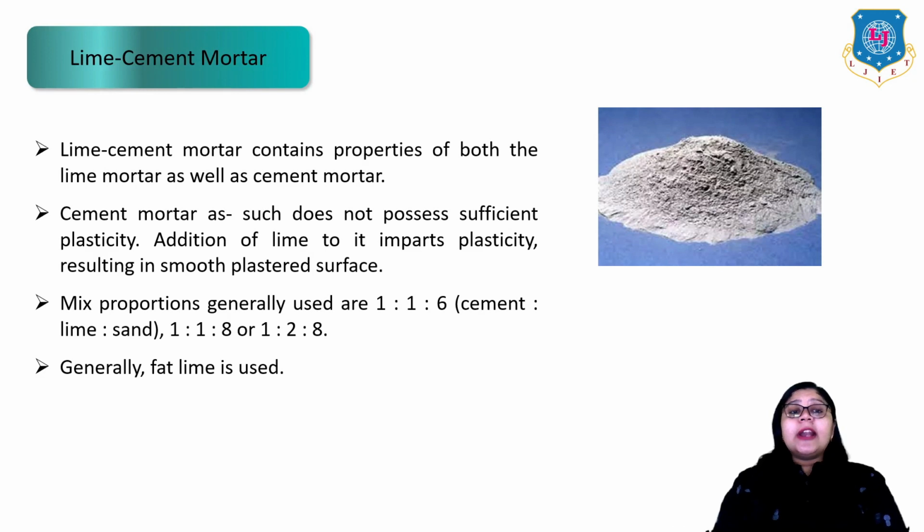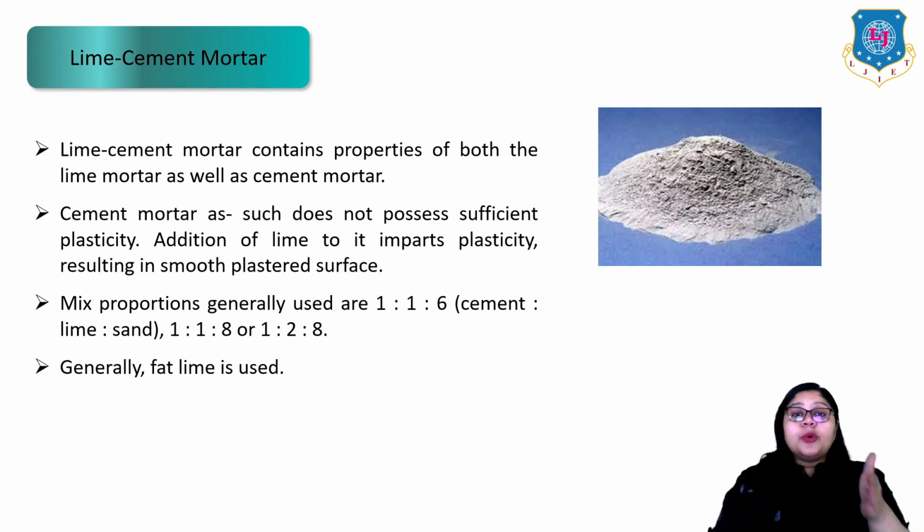Now let me talk about the last type, which is lime cement mortar. Lime cement mortar contains the properties of both lime mortar as well as cement mortar. Cement mortar as such does not possess sufficient plasticity, so addition of lime to it imparts plasticity, resulting in a smooth paste, or a smooth plastered surface. The mixed proportions generally used are 1:1:6.